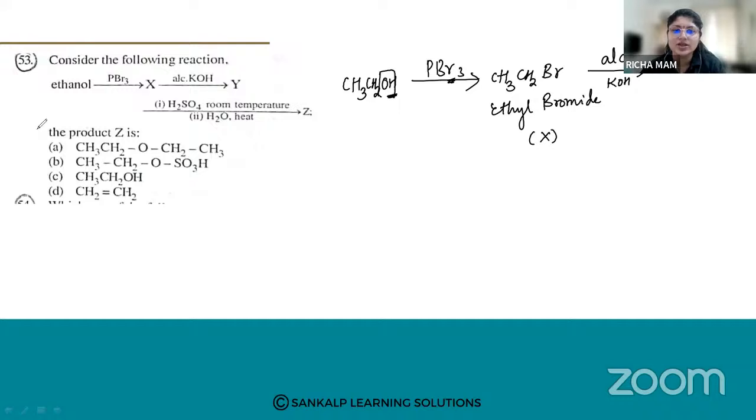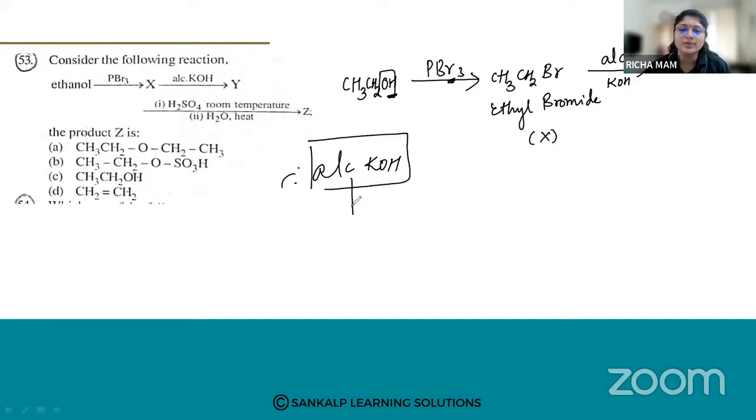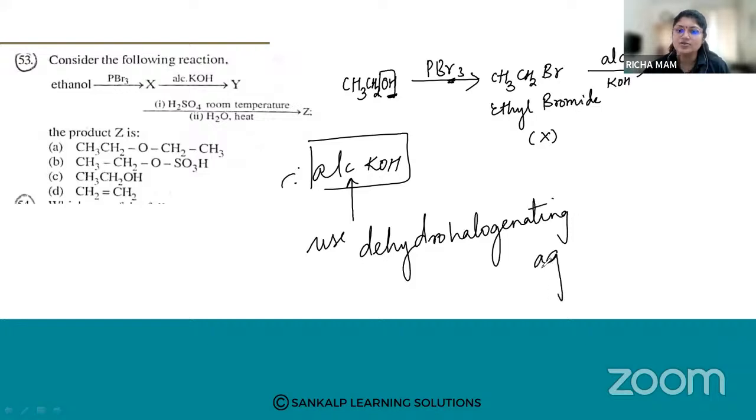What is alcoholic KOH? This is a repeatedly asked question in your theory, during your second year board exam. It is asked for 1 mark: what is the role of alcoholic KOH? You did not study. It is used as a dehydrohalogenating agent. So this is the role of your alcoholic KOH.